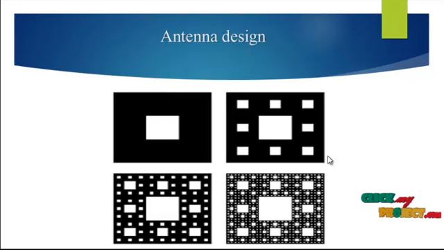This is the antenna design model. First, this is the first iteration, then the second iteration, the third iteration, and the fourth iteration. These are the microstrip Sierpinski iterations. It makes it easy to obtain multiple frequencies and increased bandwidth.